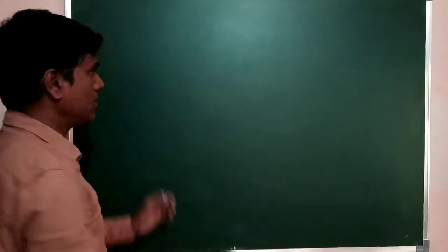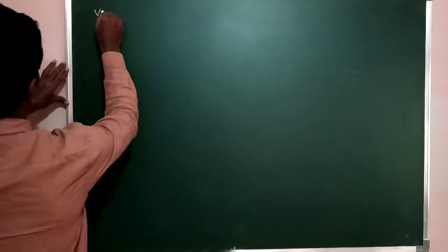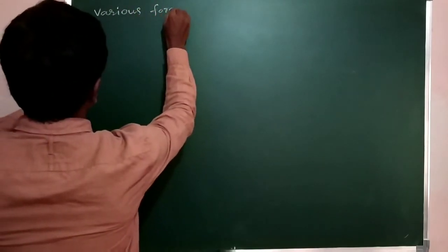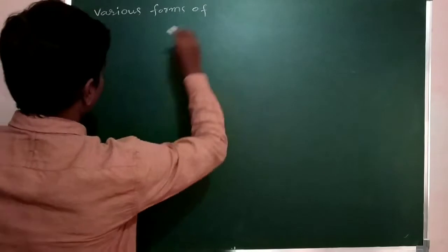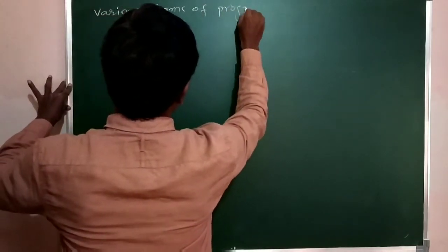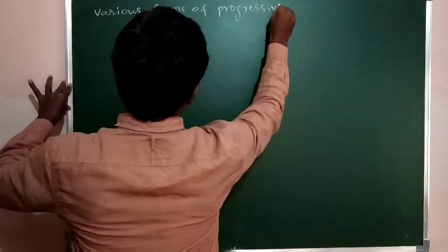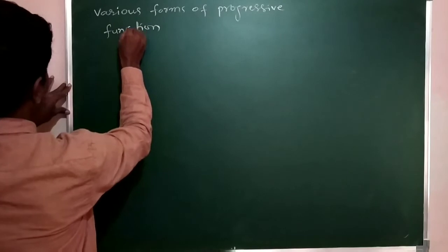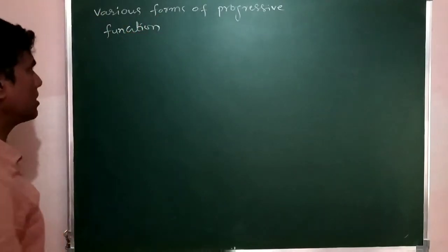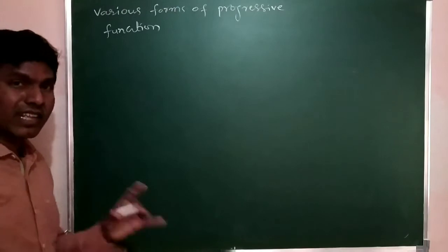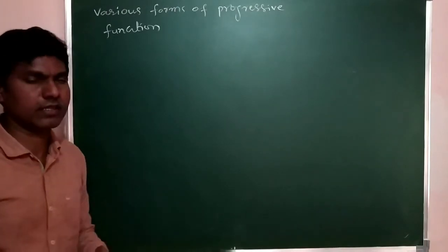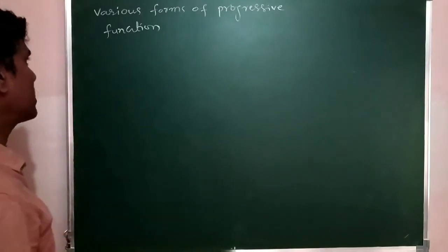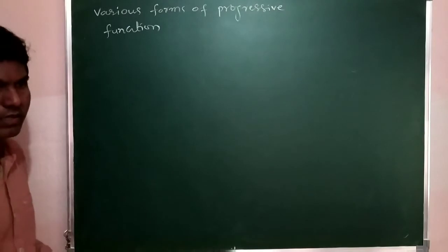Now the next topic is various forms of progressive function. Various forms of progressive function means the different types of progressive wave equations. So how many types of progressive wave equations are there?